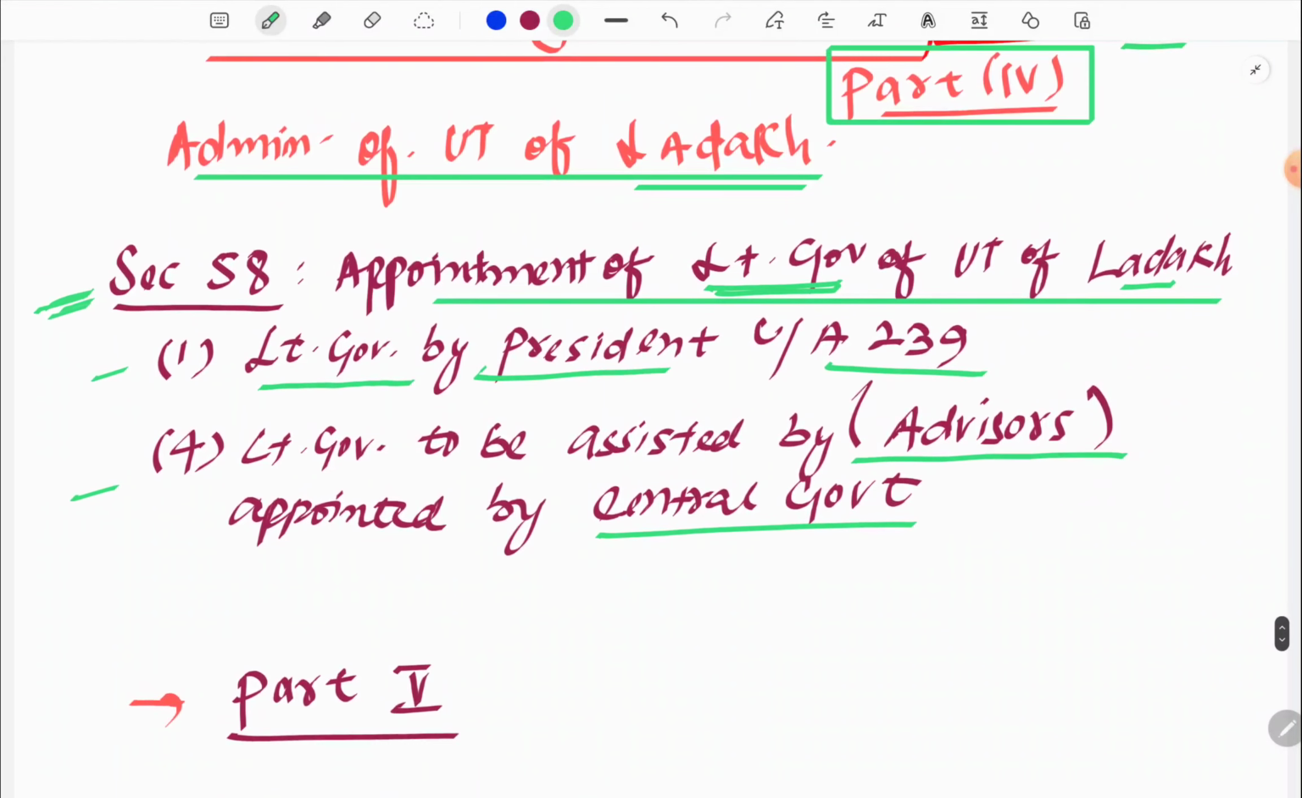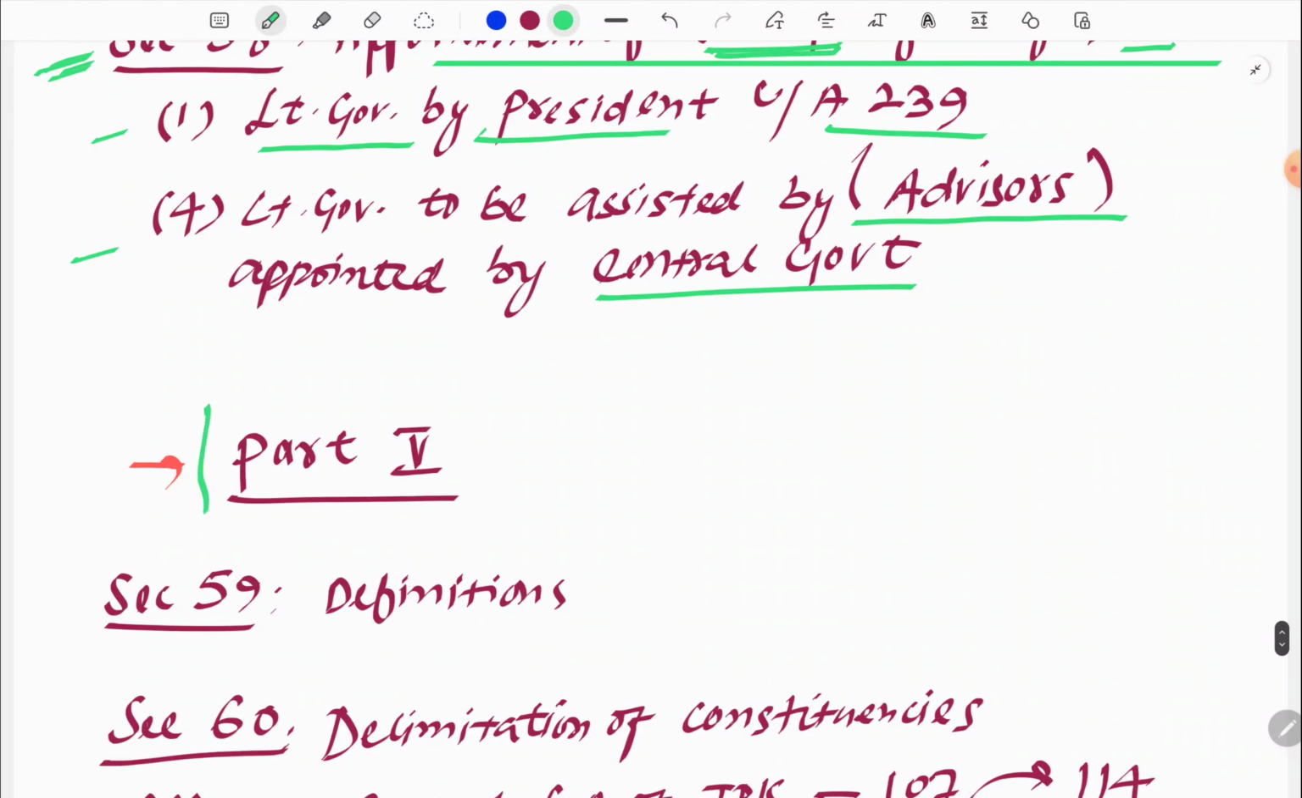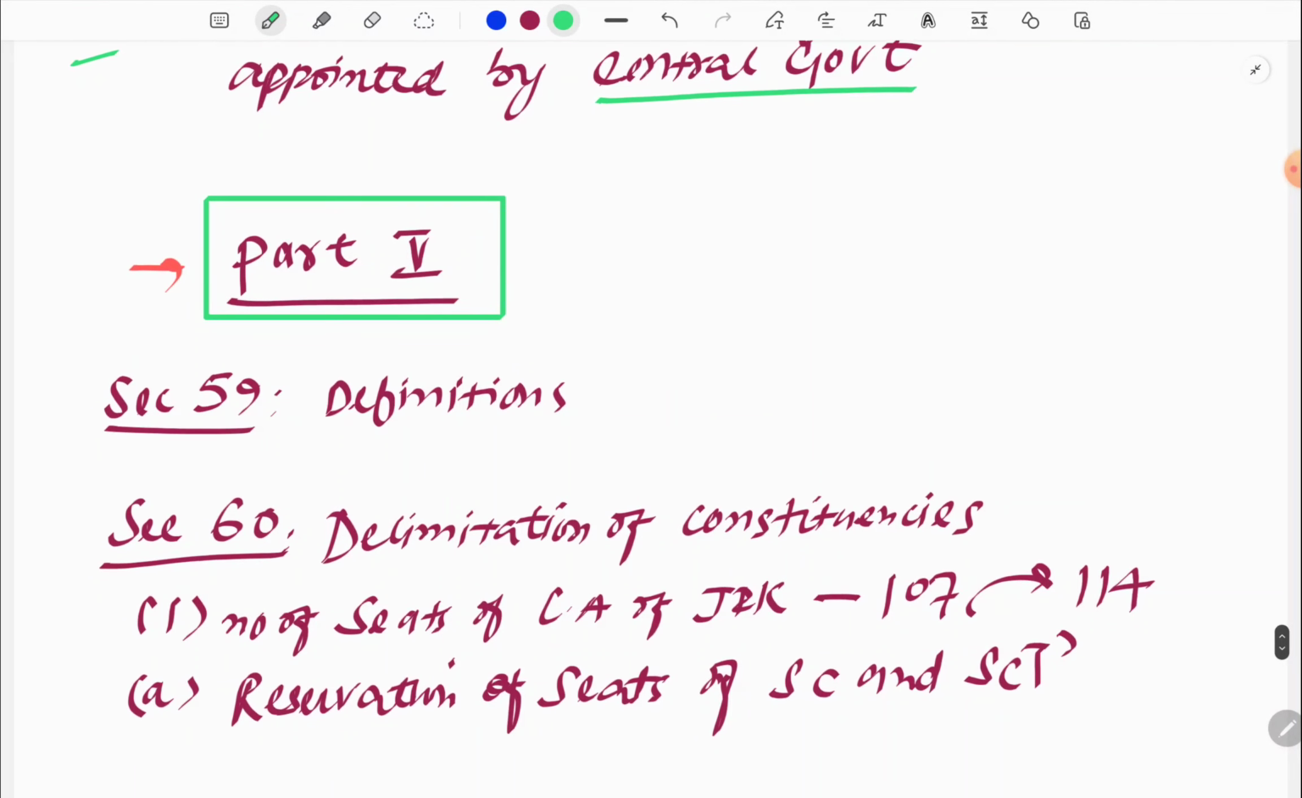So this was the short part. Part fourth only has one section. Now part fifth. This is also a short part. It has some sections which are not that important, but I have mentioned them here because you never know what will come in the examination.